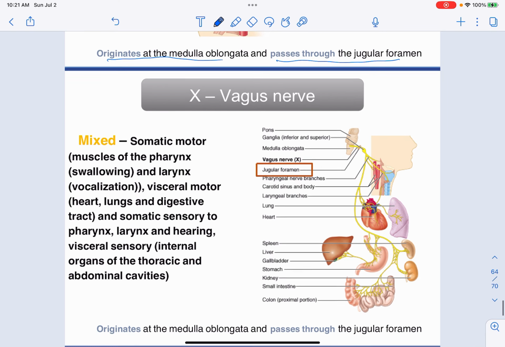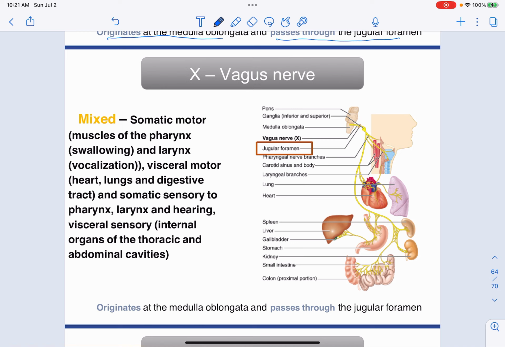The 10th cranial nerve is the vagus nerve. The vagus nerve does a lot. So let's talk about all of the things that the vagus nerve is doing. It is also a mixed nerve. So we know if it's a mixed nerve, it's going to be doing a lot. So it has some somatic motor functions. It is going to innervate some of the muscles of the pharynx to allow us to swallow. And it's also going to innervate parts of the larynx for vocalization or speaking.